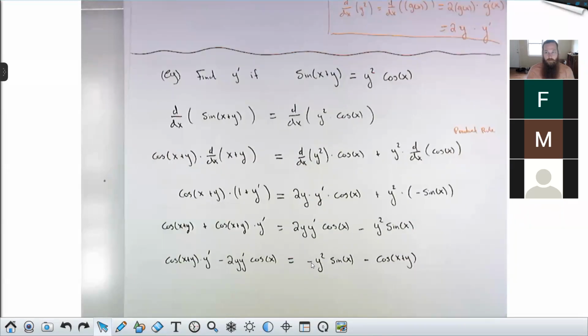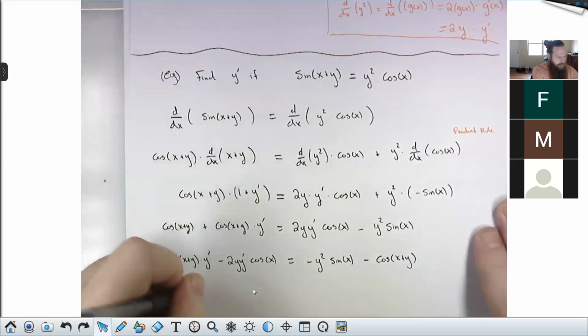So the trick is to expand everything apart, and then any term that has the piece you're trying to solve for, put that on one side, and any term that doesn't have the piece you're trying to solve for, you put that on the other side. So now every term over here has a y prime, and no term over here has a y prime. Since every term over here has a y prime, there's something special I can do. You can factor out the y prime? Yes.